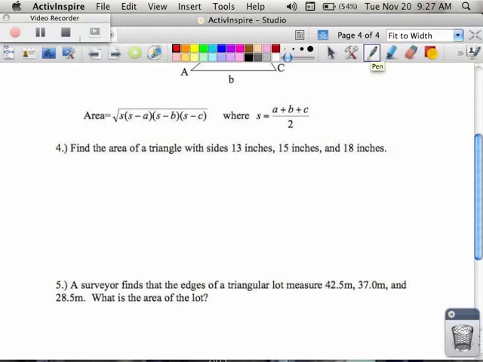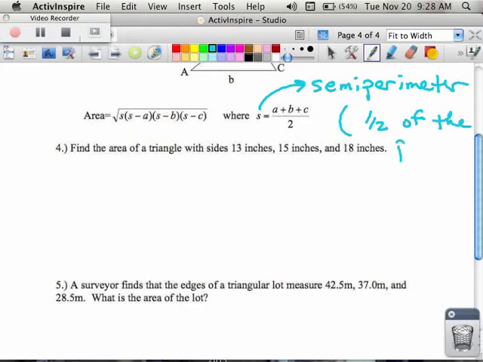When they give you 3 sides, here's what happens. You need to have something called the S. The S stands for semi-perimeter, which basically means half of the perimeter. So, for example, in number 4, they want us to talk about this triangle. So I draw a picture. You don't have to draw a picture, but I draw a picture. And it has the sides 13, 15, and 18.